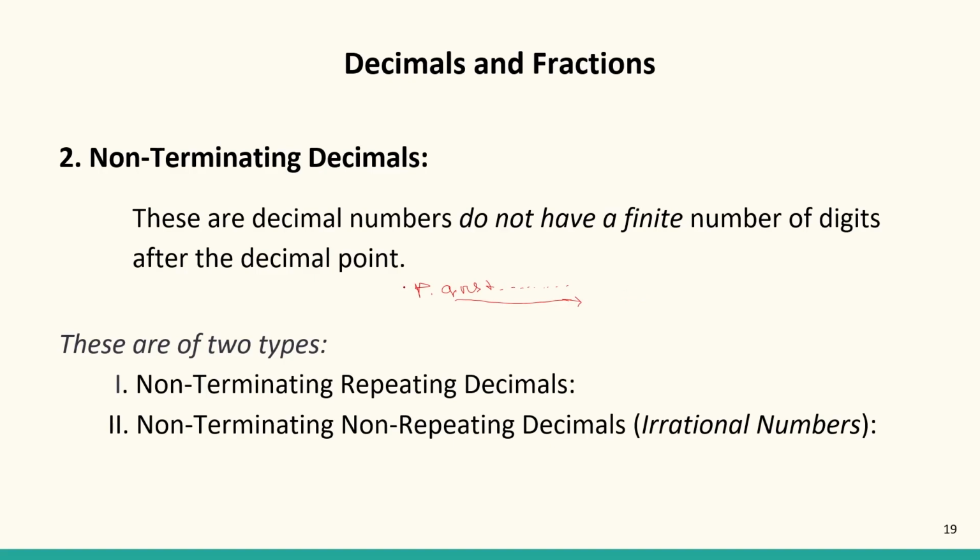So these kinds of numbers are called non-terminating decimals. These kinds of decimals are further divided into two kinds, that is non-terminating repeating decimals and non-terminating non-repeating decimals, that is irrational numbers. Let's see each one in detail.